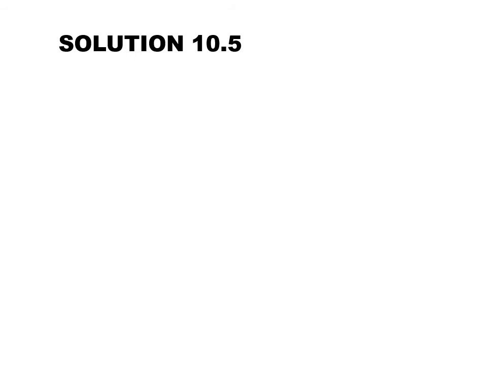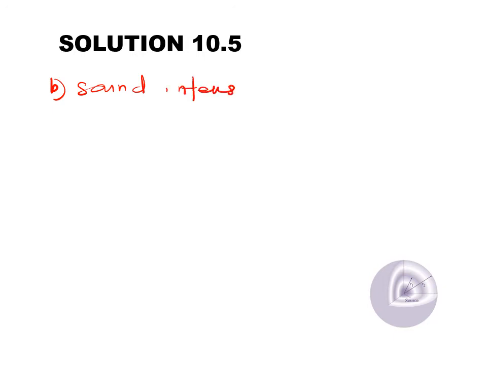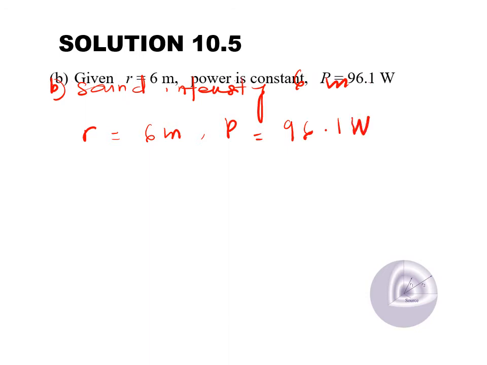Right. Question B, the question asks you to find the sound intensity at a distance of 6 meters from the source. So given here R equals 6 meters, and the power from just now is 96.1 watt. To get the sound intensity from the formula I equals P over A, you just substitute the values.